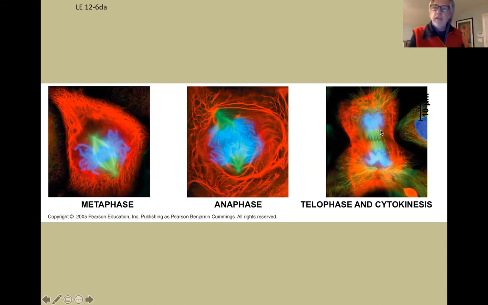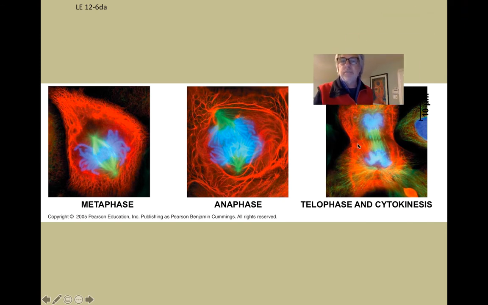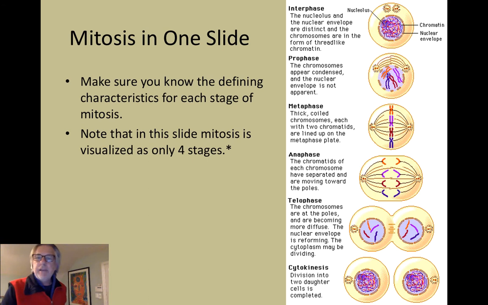And here it is. Here you can see now that the chromosomes are decondensing. The nuclear membrane is reforming. And so we are now done with mitosis. And you can see the cell is beginning to split apart. That's cytokinesis. Here now is a picture of mitosis in one slide.